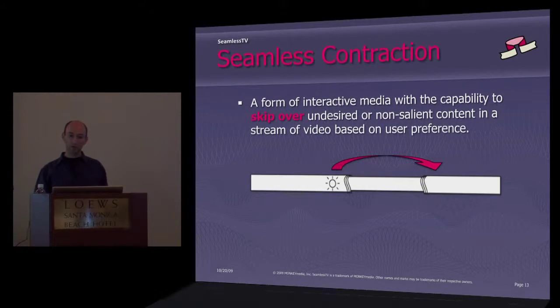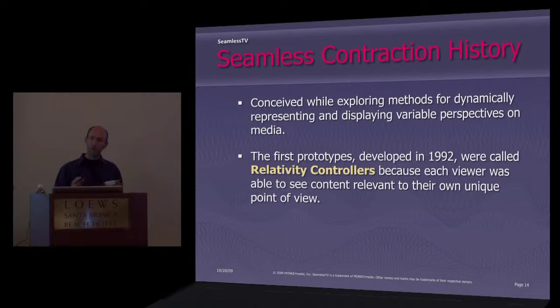Seamless contraction works by skipping over undesired content that would be non-salient to a particular viewer. And the history of this, looking again at ways to represent media that is pertinent to each individual. So you can have one large body of content that all individuals can see from their own vantage point. And that's why it was called a relativity controller.